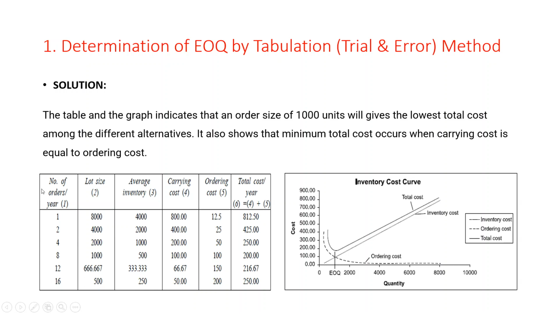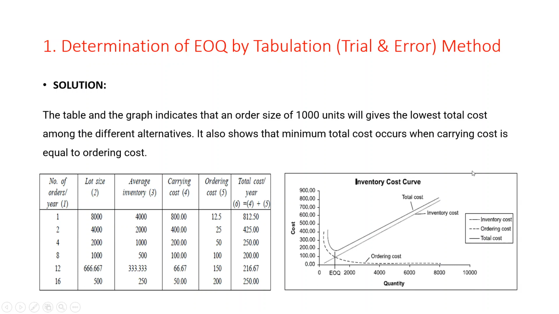Here we have the number of orders per year, lot sizes, average inventory, carrying cost and ordering cost for that particular problem. How do we find the total cost per year? Carrying cost plus ordering cost is equal to the total cost per year. This graph is called the inventory cost curve. On the x-axis we have quantities like 200, 400, 600, 800 and 1000, and the cost is 100, 200, 300, 400 and so on.